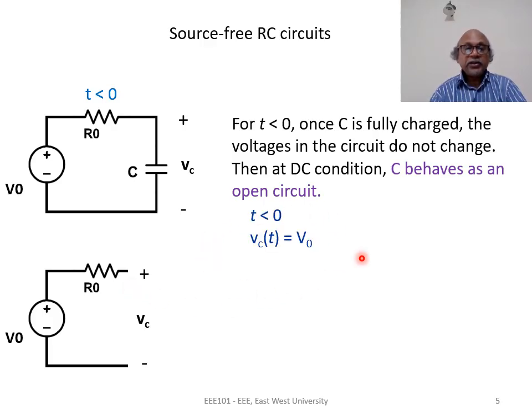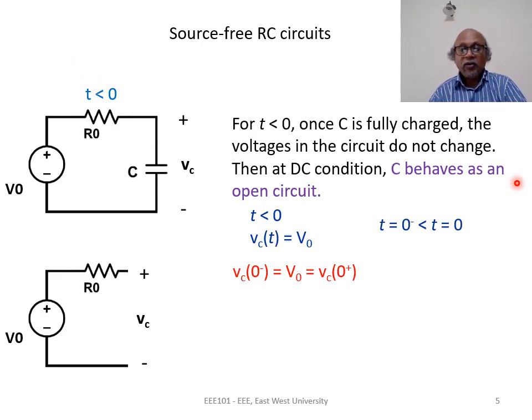And this condition is valid for t less than 0. Remember that 0 minus, which we discussed earlier, is less than 0. So this condition also holds for 0 minus. So we can say Vc(0 minus) is equal to V0.